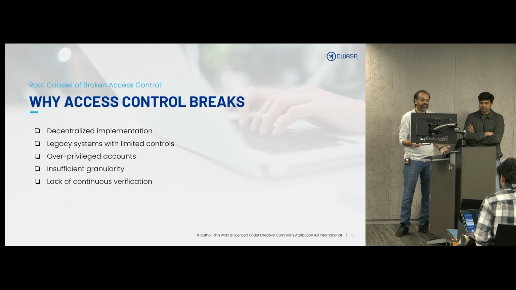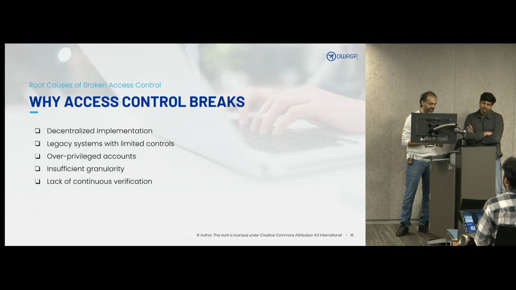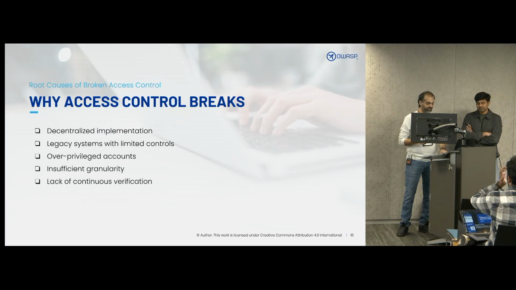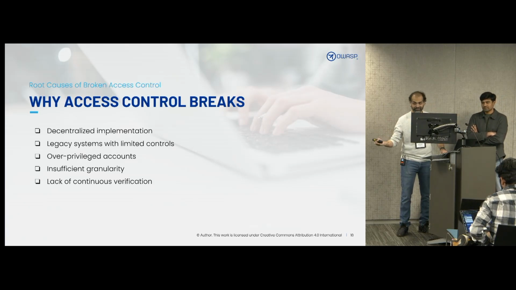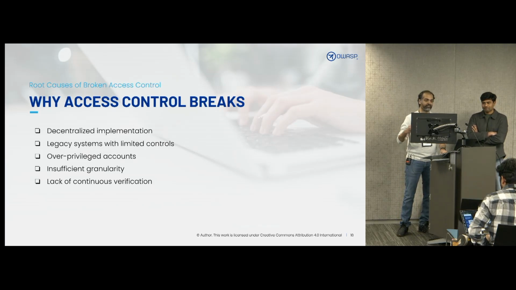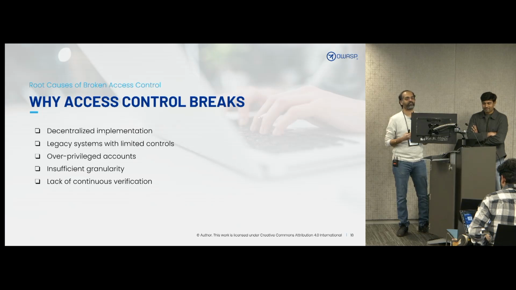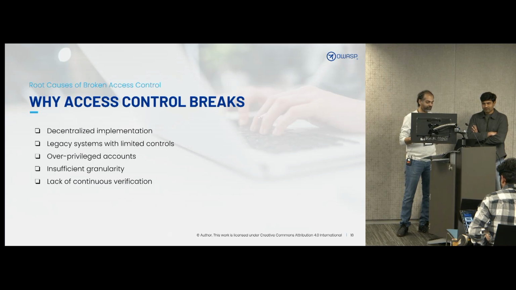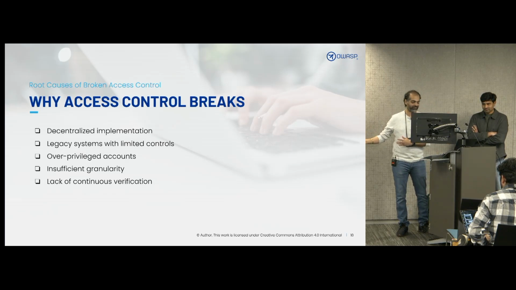So why does access control actually break? There is a persistent challenge in this space. In many organizations, access control is implemented in a decentralized manner, because of the complexity of how these various applications exist. You even have legacy systems, and they don't have any standard protocols for integration. We also have overprivileged accounts, because there's always this mindset that you need all the access to get your job done, much more than what is actually needed. So in the name of productivity, there is a compromise towards security.